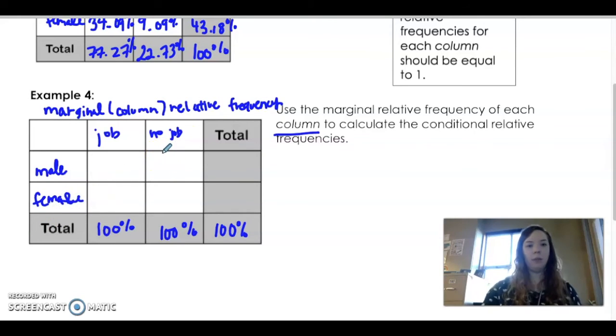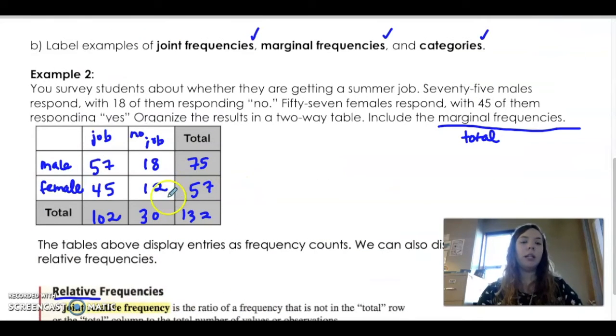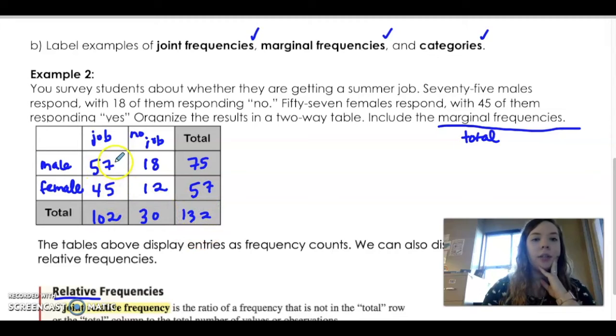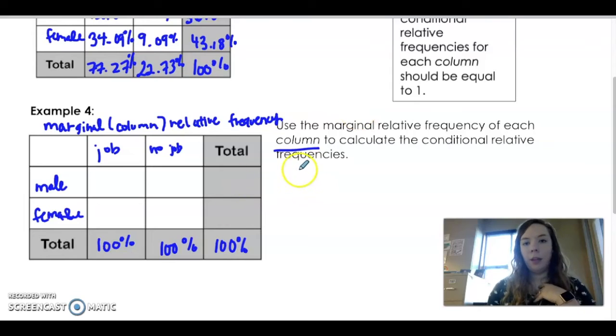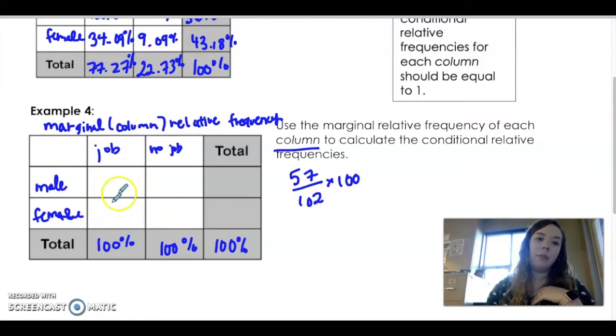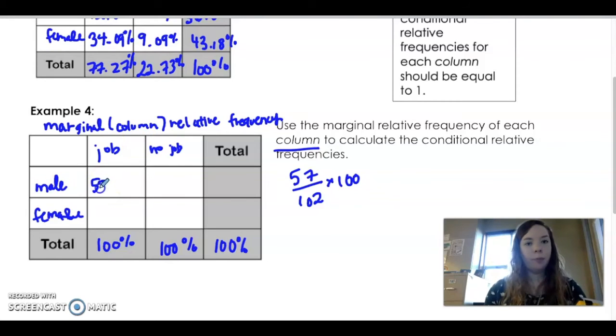All right. So again, if we go back to the main table here, instead of using the grand total, we'll use the total underneath. So this time we'll take 57 divided by 102 times 100. So for these, our first example, we're doing 57 over 102 times 100 to get this percentage. So that would be 55.88. Then here we would take 45 over 102, which gives us 44.12.